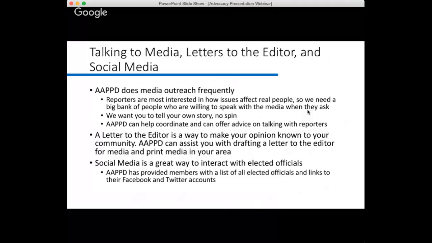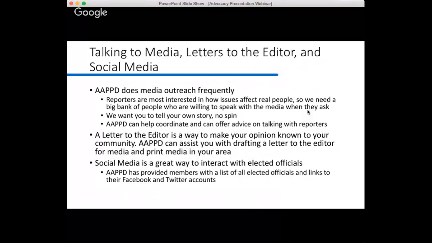So when we do outreach, we need a big bank of people who are willing to speak with reporters when they ask. So when we ask for people to speak with the media, we want you to be always open and accessible to them. Obviously, they want to sit down with you. They want you to tell your own story, and they want you to tell your own story honestly. So no spin on it.